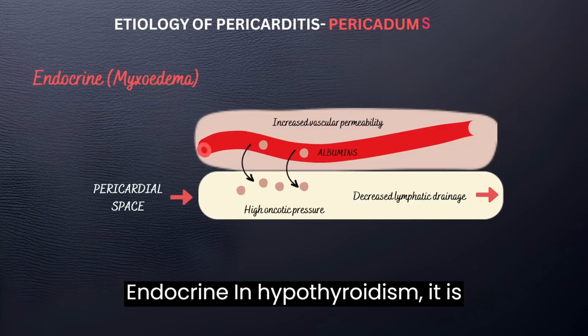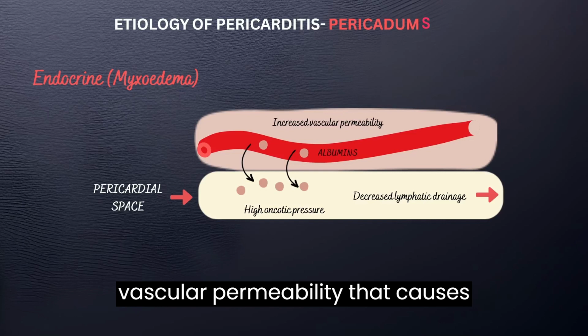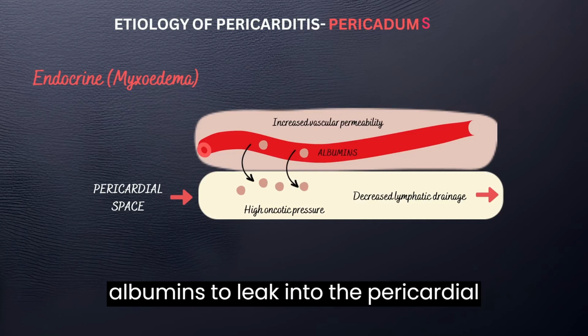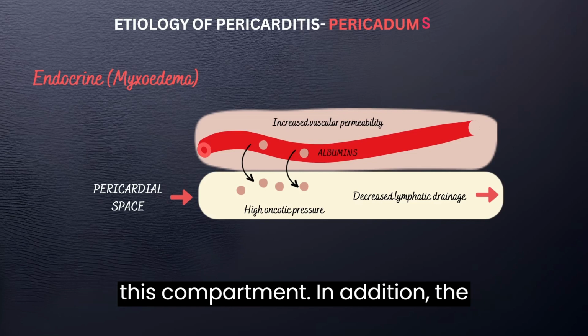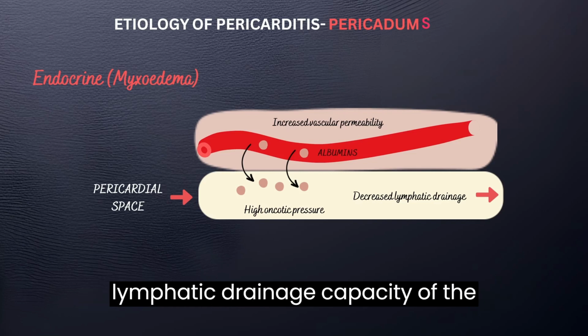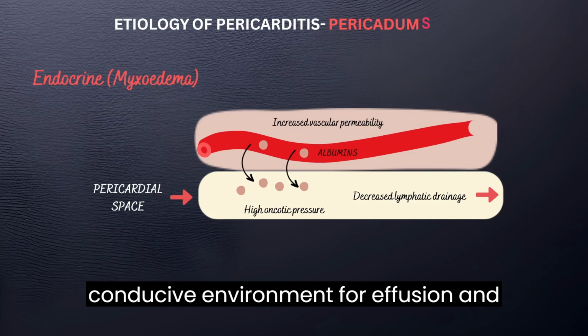Endocrine. In hypothyroidism, it is believed that there is an increased vascular permeability that causes albumin to leak into the pericardial space, increasing the oncotic pressure of this compartment. In addition, the lymphatic drainage capacity of the pericardial space is limited, creating a conducive environment for effusion and further inflammation.